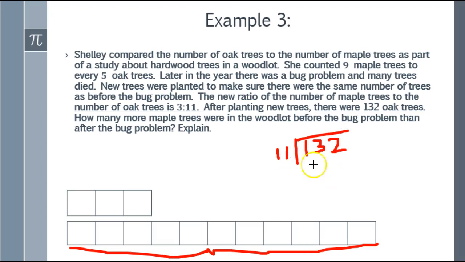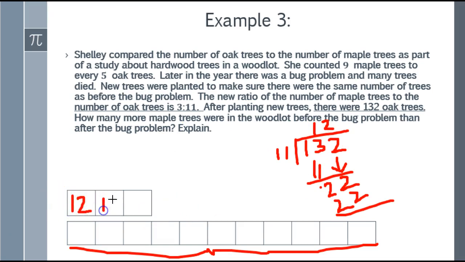So 11 into 132, 11 into 13 gives me 1. 1 times 11 is 11. I subtract. I bring down the 2. So 11 into 22 gives me 2. 2 times 11 is 22. And I am finished. So now I see that each piece represents 12. So then I can fill in each piece of my tape with 12.